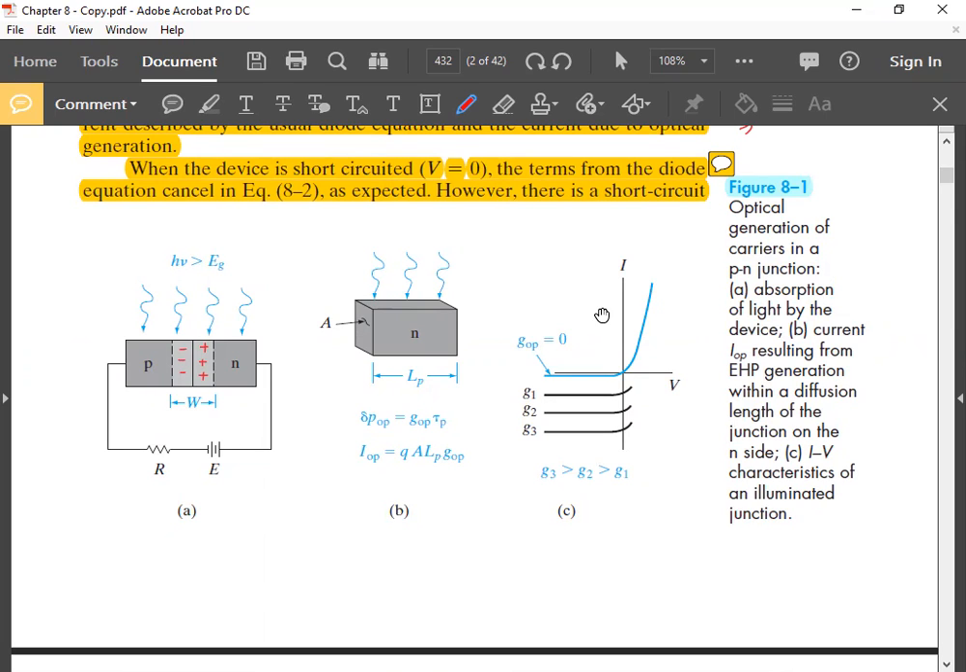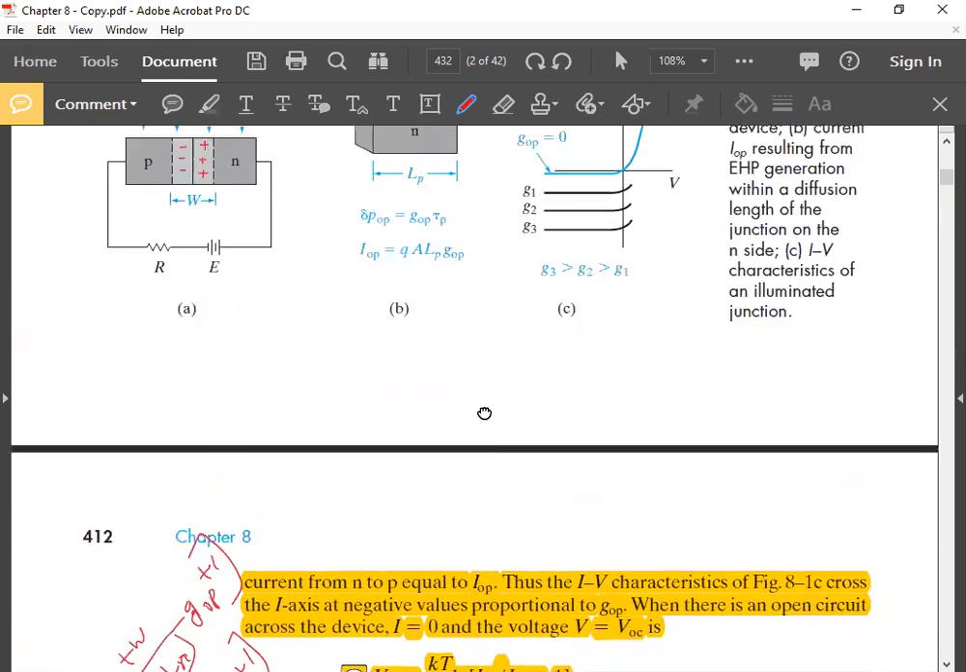This scenario is useful when you want a photo detector, to detect the presence of light or the variation of light intensity. The same photodiode can be used as a photo detector when this is shorted. Actually, you cannot short it; you have to put a resistor here. Understood?